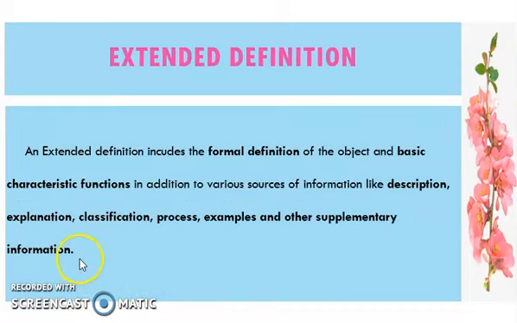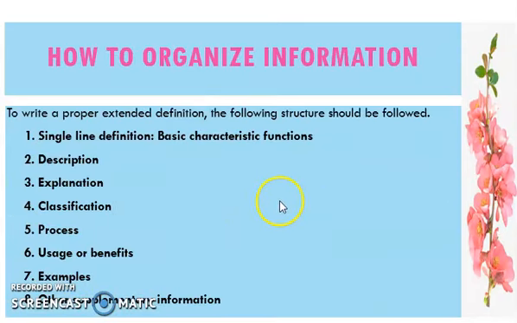Let's see how to write the extended definition in the slide. An extended definition includes the formal definition of the object and basic characteristic function, in addition to various sources of information like description, explanation, classification, process, examples, and other supplementary information. Let's see how to organize information when we write extended definition.